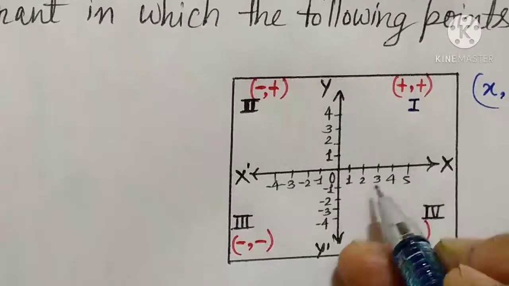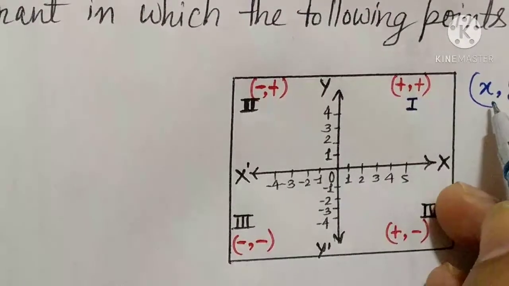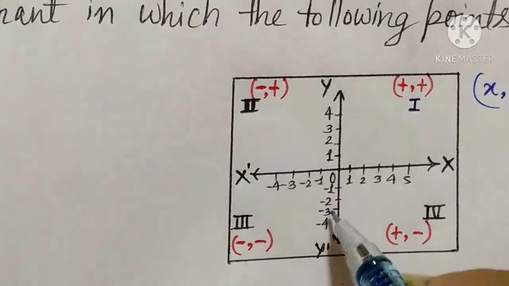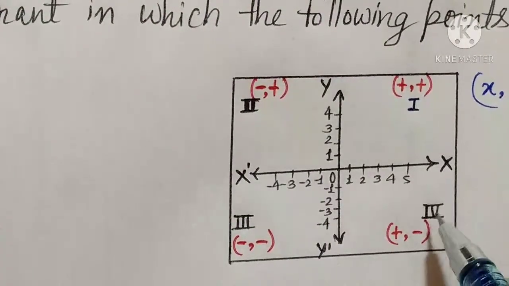Then points which have a plus sign first, because x comes first, so x is 1, 2, 3, 4, 5, plus sign. Y is what? Just check here, minus sign. So plus minus will come in the fourth quadrant.